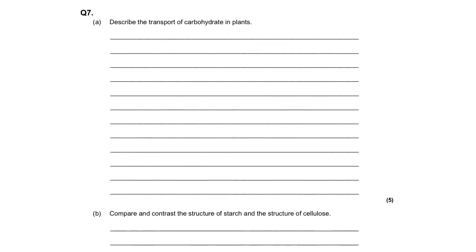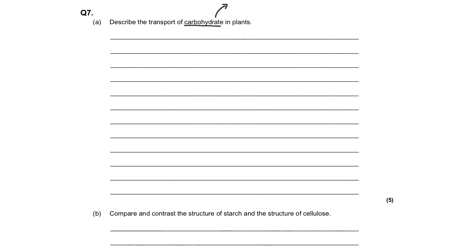Ooh, question 7. I'm just going to give you the answers for this because we are going to do a revision session based on this process in a few weeks' time. So I'm not going to do too much about the nitty-gritty details. I'm just going to write down the answers for this one. So, describe the transport of carbohydrates in plants.